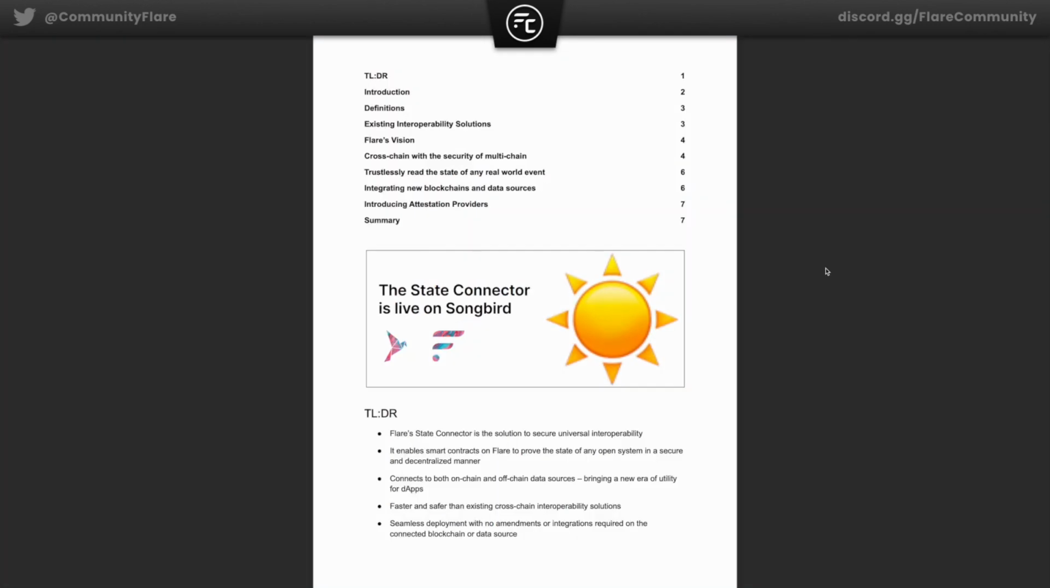So here we have this document, which I was very fortunate to receive prior to the announcement, so I could get something together for you. And this is what we're going to read through today. First things first, at the bottom here, the too long didn't read section.